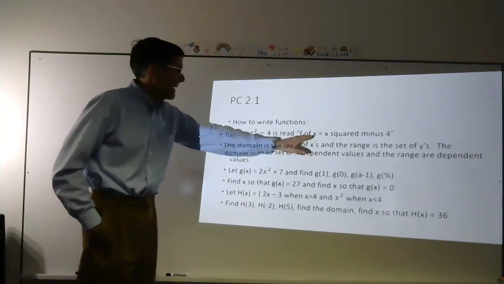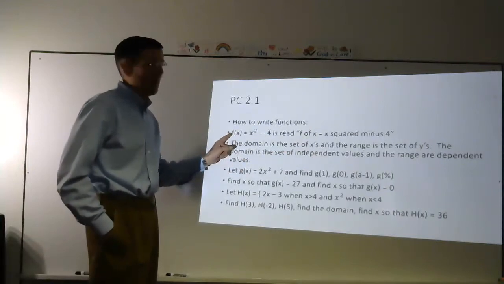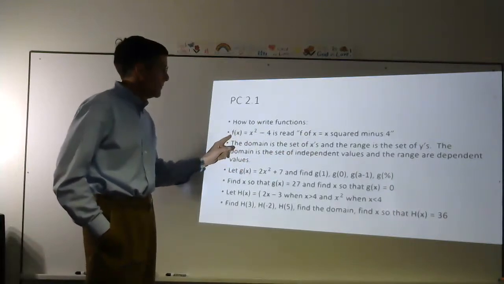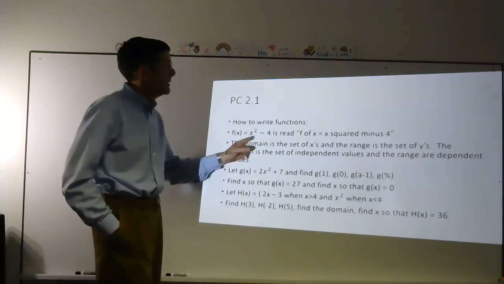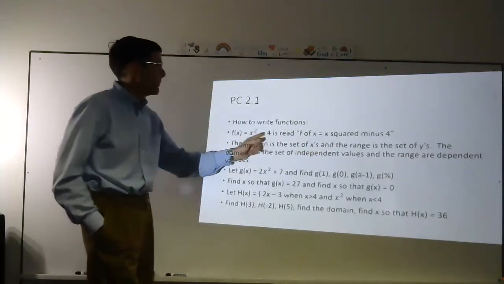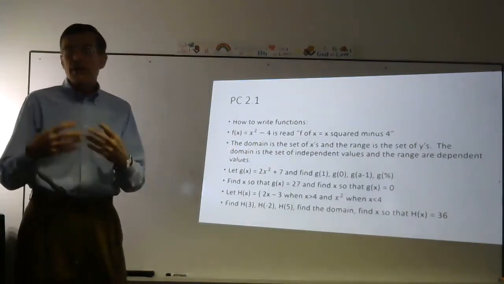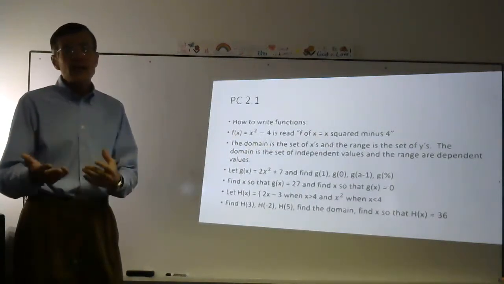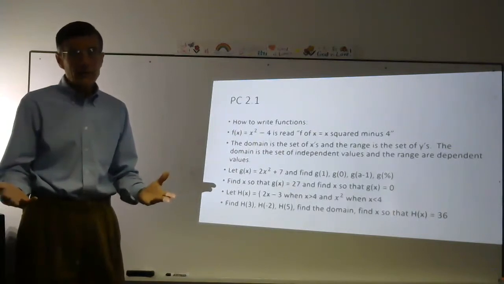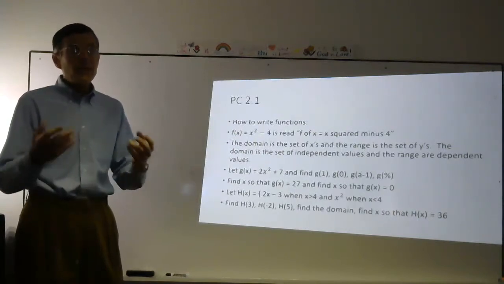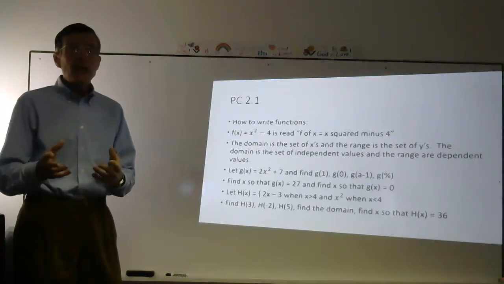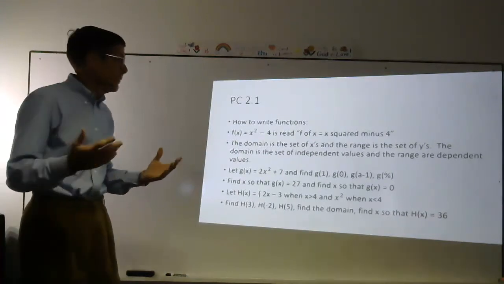F of x, f of x. That's the way you read that. F of x is x squared minus 4, right? F of x is simply a fancy way of saying the letter y, okay? I'll say it again. F of x is a fancy way of saying the letter y.